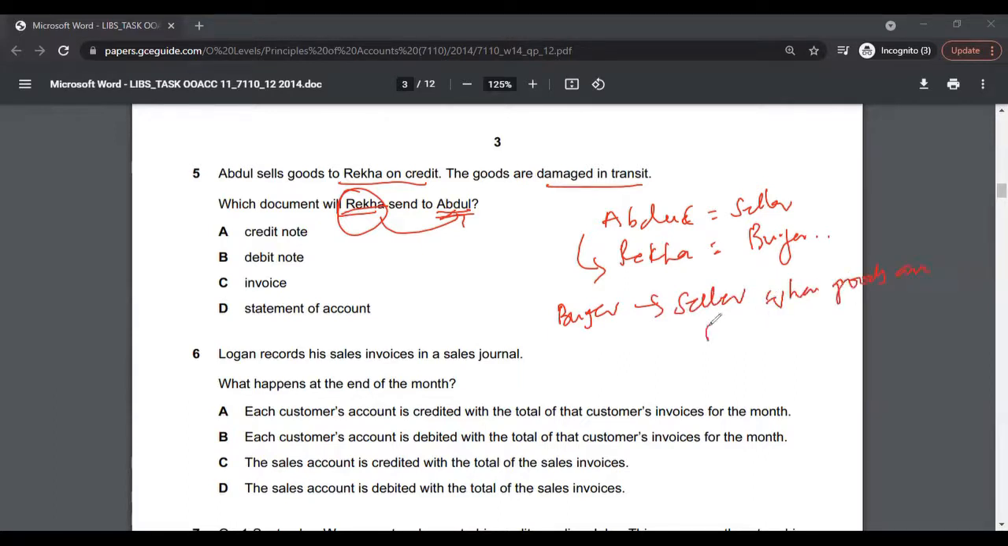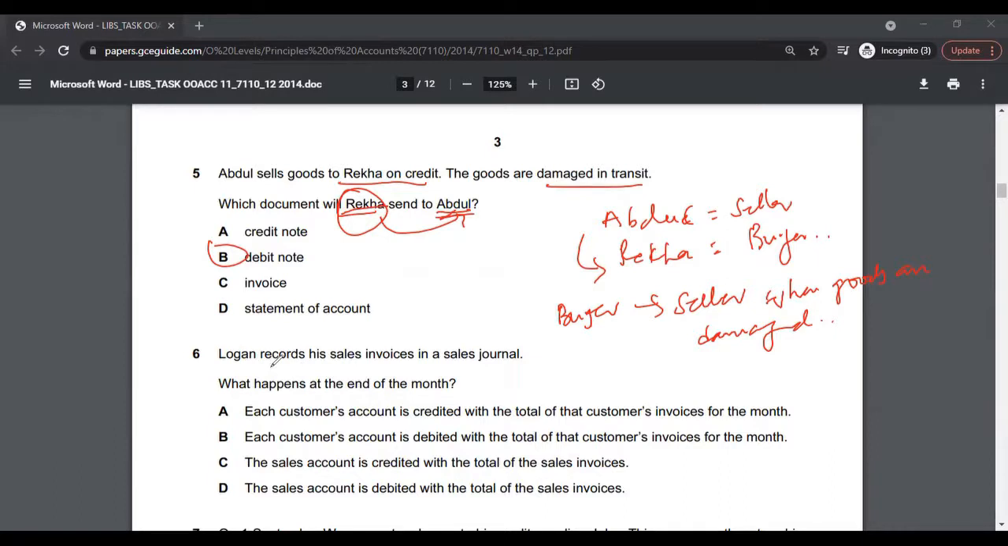So which document will a buyer send to a seller when goods are damaged, right? That's actually going to be a debit note. Why a debit note? It's because now Rekha has to pay less money to Abdul. So the answer to multiple choice 5 is option B.